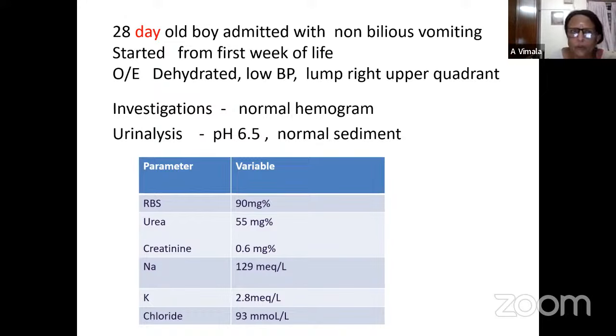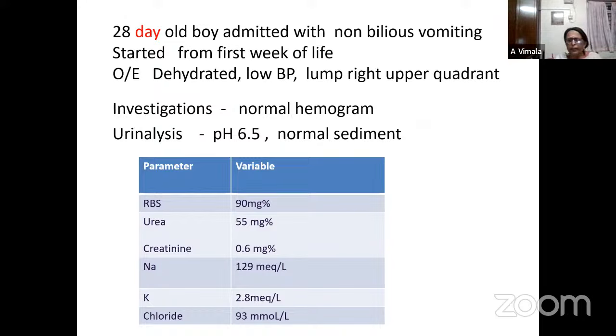Any pediatricians around or pediatric house surgeons, anybody? So let us see what it is. Investigation showed a normal hemogram. Urine analysis showed a pH of 6.5 and the sediment was normal. The investigation showed a blood sugar of 90 milligram. Urea was on the higher side, 55 milligram. Creatinine was 0.6. Sodium was 129. Potassium was 2.8. And chloride was 93.